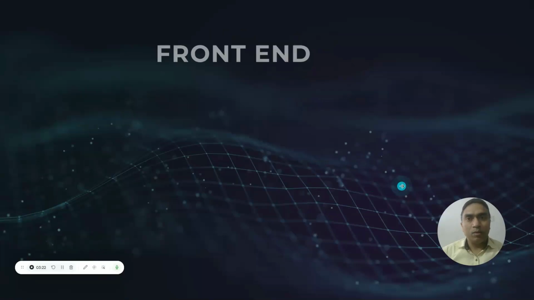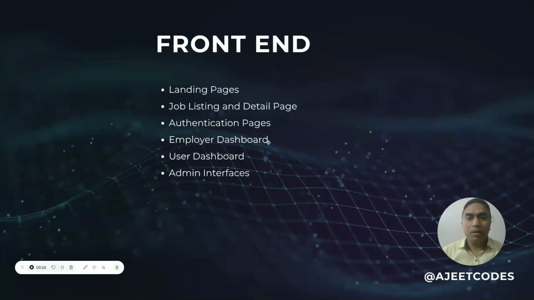Now, the front end component. We will build a clean, responsive front end using React and Tailwind CSS and use React Router, Axios, and Context API for state management. Pages we will build include landing page, a modern responsive home page, job listing page, and detail page. Job listing page will have search, filter, and browse jobs functionality. And the detail page will have full description and apply to the job button.